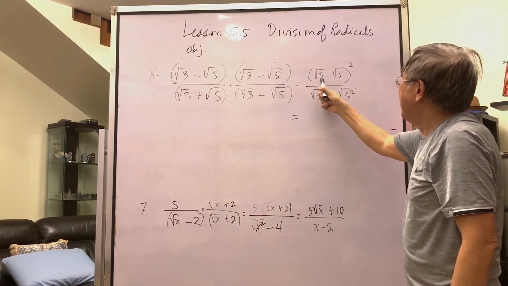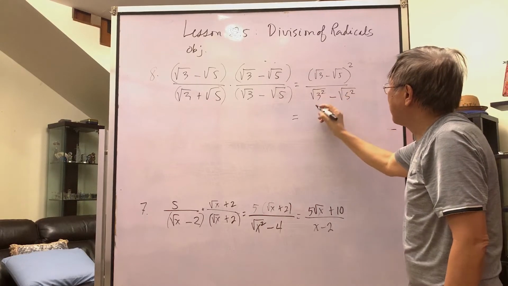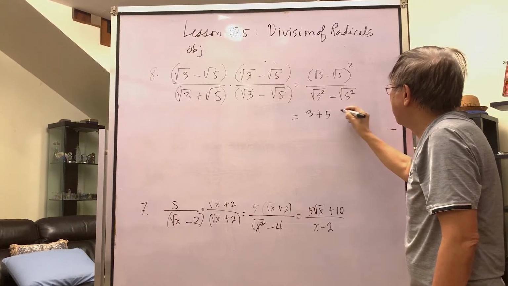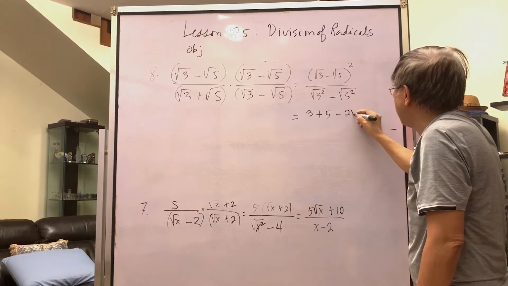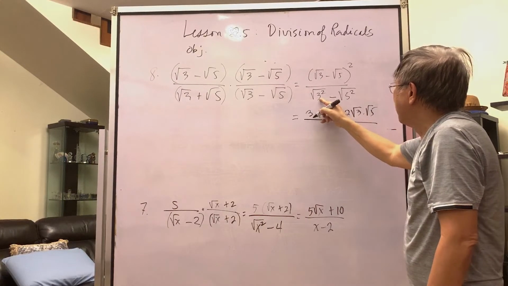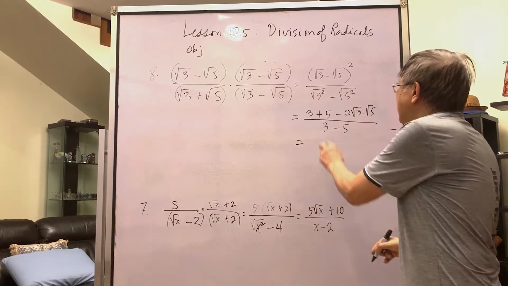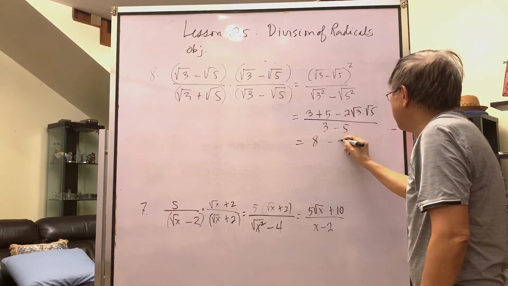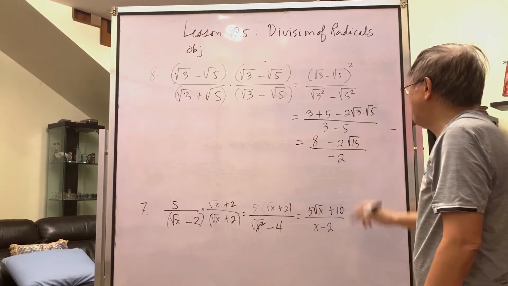Simplifying this, I need again to recall how to square a binomial. To square a binomial, square the first term, square the second term. This will always be positive. And then, 2 times the product of the first and the second. So we get minus 2 times square root of 3 times square root of 5, all over... We can now simplify this. So we have 3 and this is a minus 5. Adding this, 3 plus 5 is 8. Minus 2 square root of 15 all over negative 2.